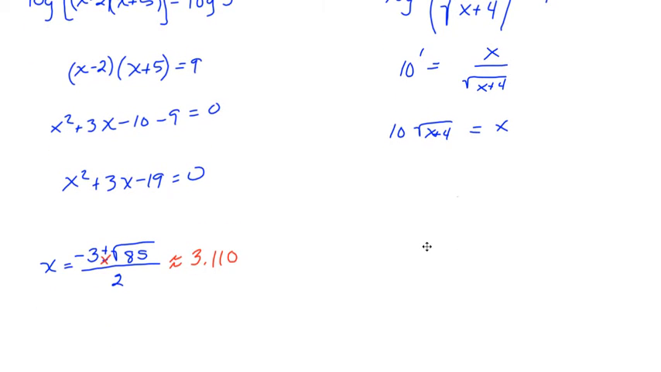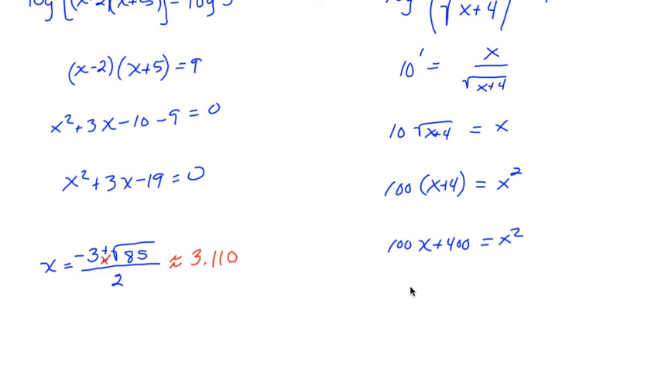And to simplify that, remember we're trying to get x by itself. We need to get rid of the radical, and we've got an x on both sides. So let's just square both sides. And when we do that, we get 100 times x plus 4 is equal to x squared. And then distributing the 100 through the parentheses gives us 100x plus 400 equals x squared.